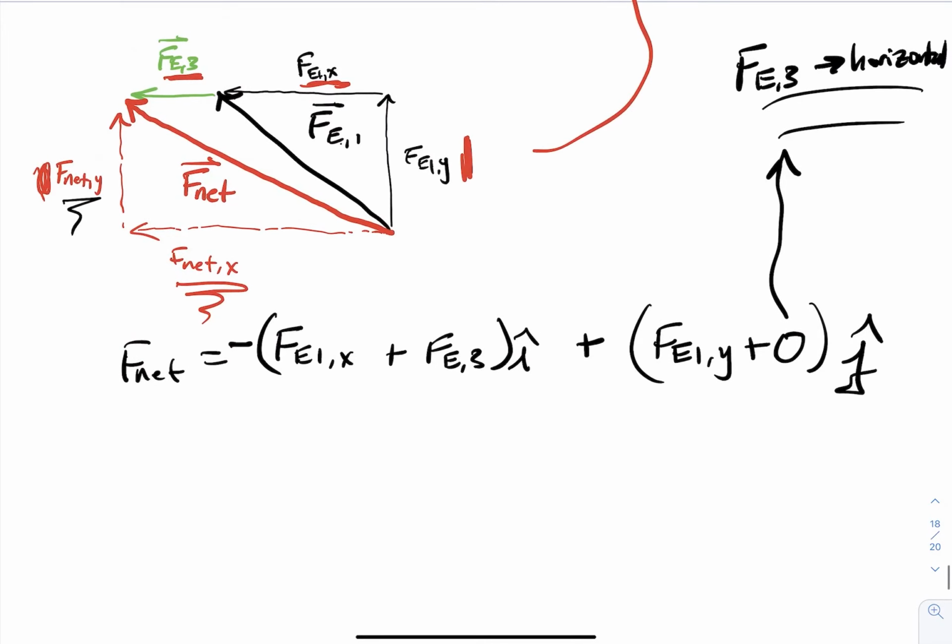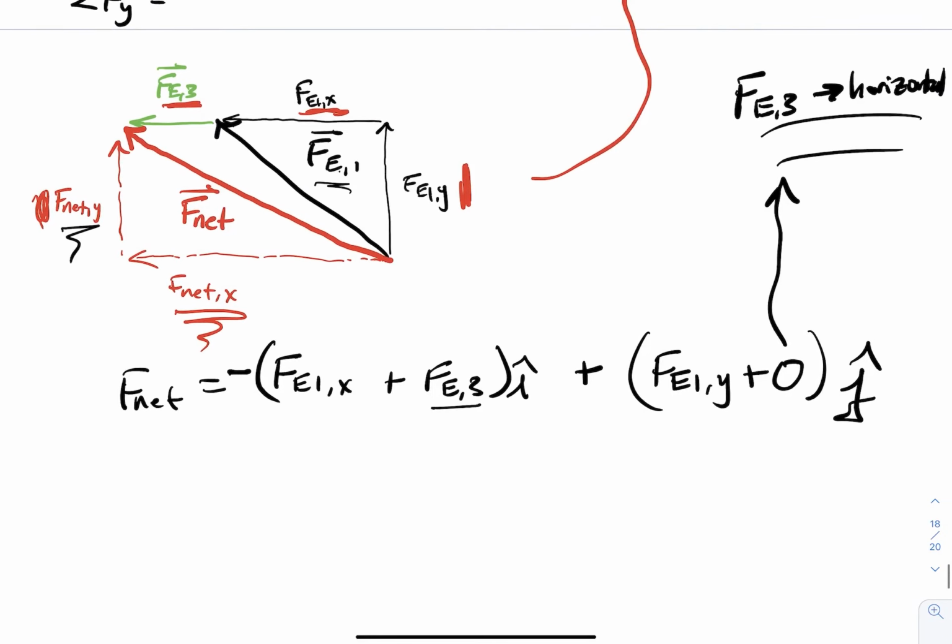So it looks like for FE3 we don't need to worry about any angles, it's just going to be a regular Coulomb law, but it looks like for FE1 we have an angle here. And so we're going to have to use a little bit of trig to get through this.